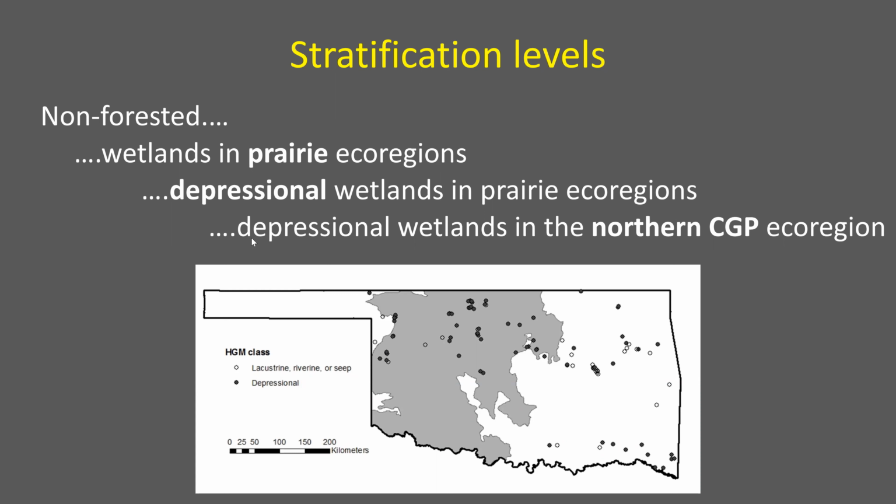And for the finest level of stratification, we looked at depressional wetlands specifically in the northern central Great Plains ecoregion of the prairie ecoregion, which is this gray area over here. So these black dots are our depressional wetlands, and the gray area is the CGP ecoregion.